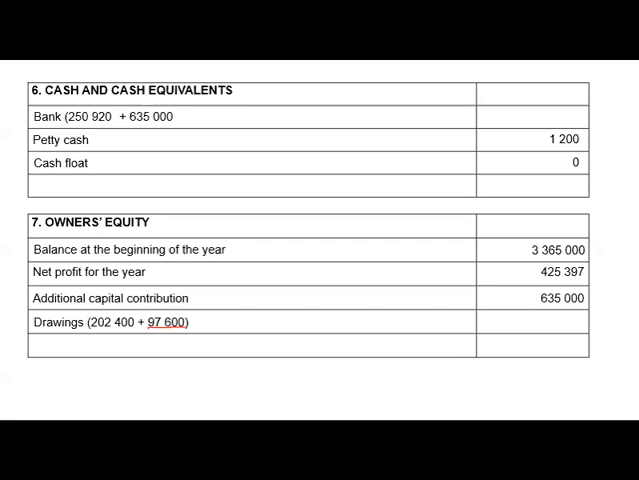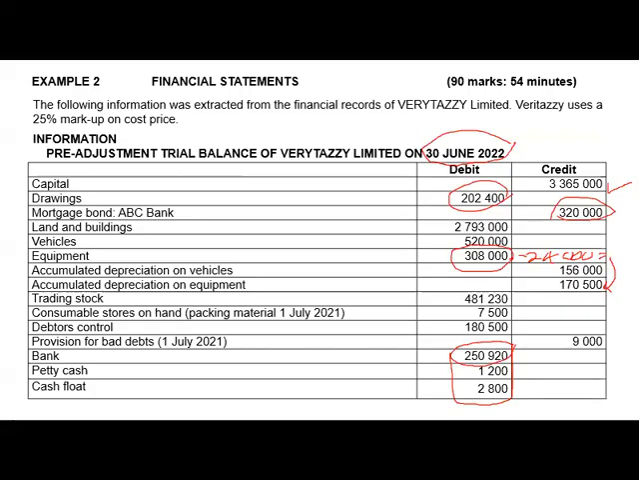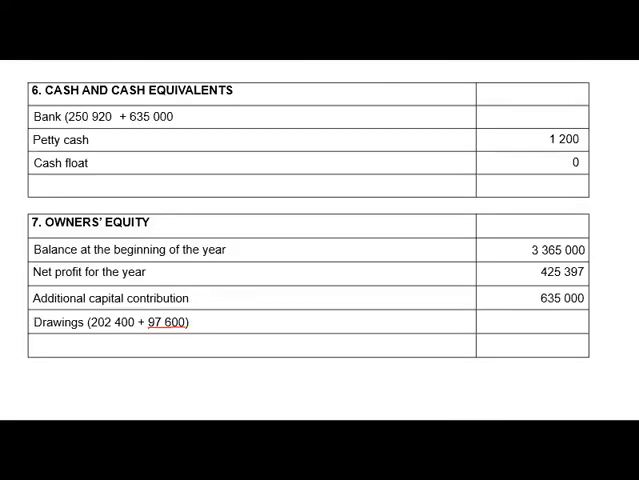And obviously, we already had drawings from our pre-adjustment trial balance. Our drawings balance that was given in the pre-adjustment trial balance was 202,400. It'll now increase by that 97,600, bringing up your drawings amount. So your drawings will go up to 300,000, and the whole 300,000 must be subtracted from your owner's equity. But I also need to specify that 97,600 was not recorded. So we need to reduce our bank account by that 97,600. So our bank account will be sitting at 688,320, and that will give us our total cash and cash equivalent.